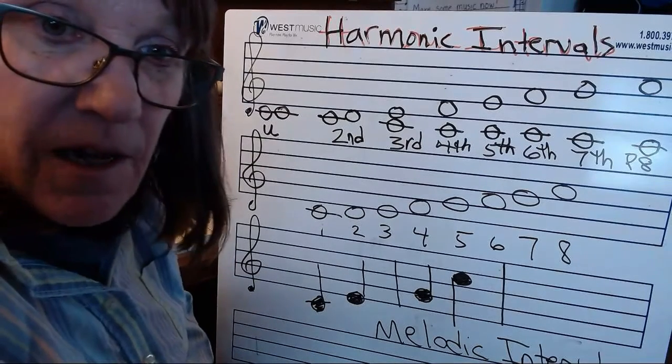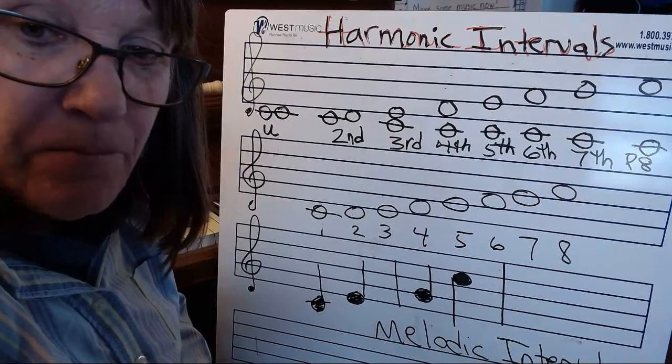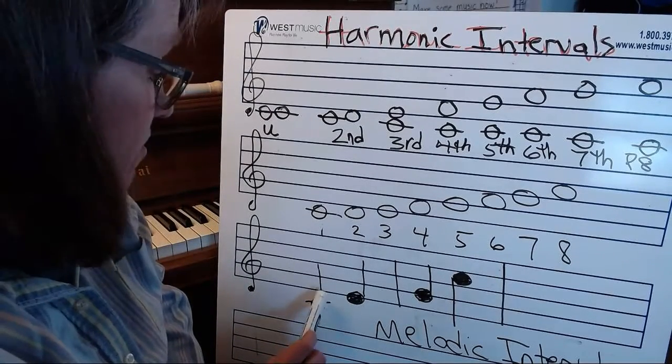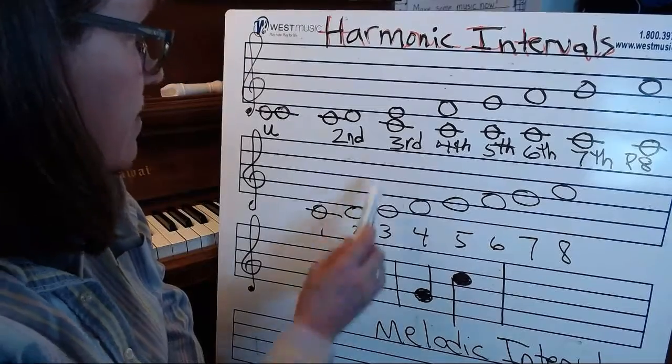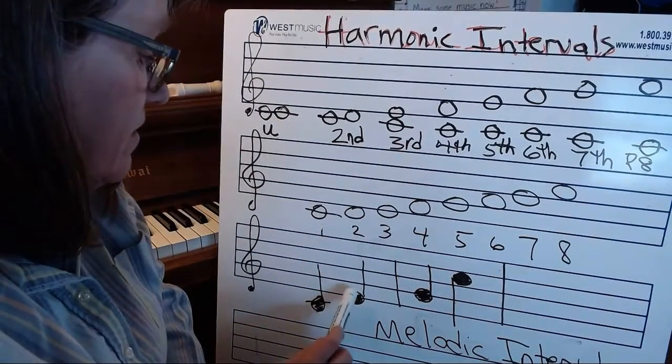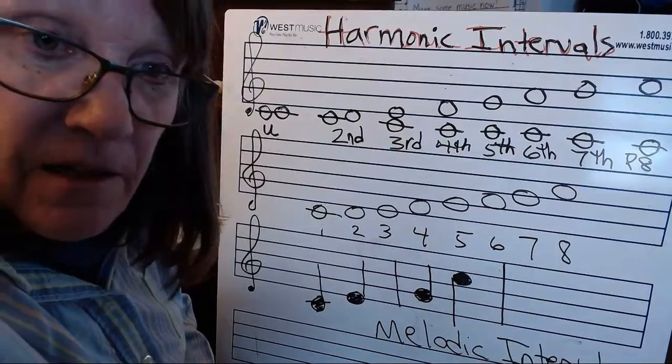Okay, so all music has melodic intervals. And the idea is you count them exactly the same way. So you just go 1, 2, 3. The same way you did here. 1, 2, 3. Line, space, line. So exactly the way we counted this.